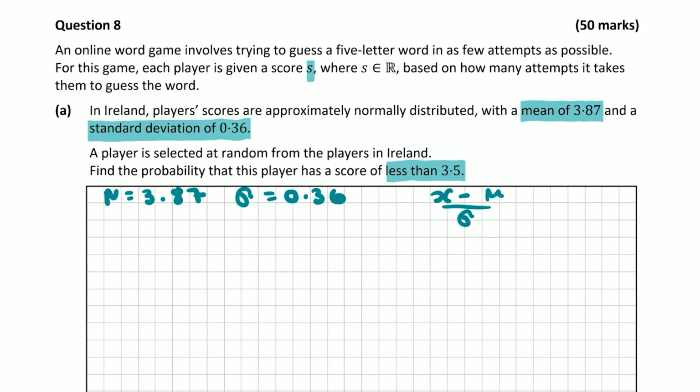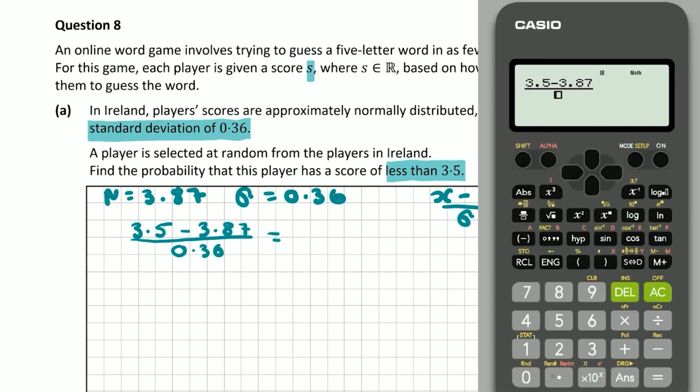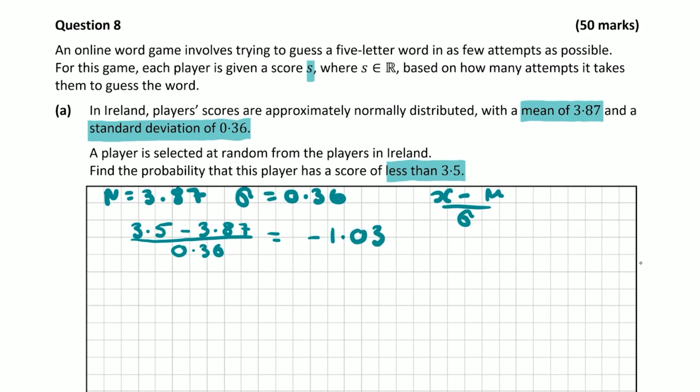So let's fill this in. So x is our sample, which is 3.5. Take away the mean and put it over the standard deviation. So let's see what z-score this gives us. And that gives us a z-score of minus 1.03. So we're looking for the probability that x is less than 3.5. But because we've now found the z-score, we can rewrite this as the probability that z is less than minus 1.03.